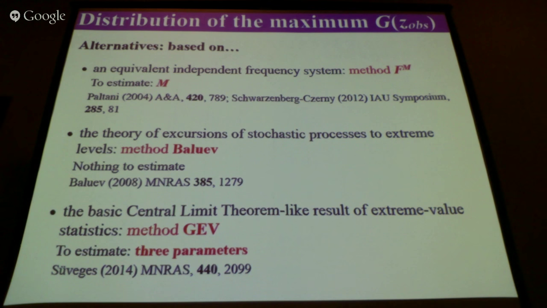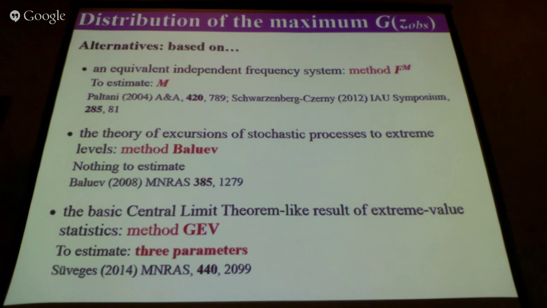At higher p values, that is, less significant signals, it is just an upper limit on the false alarm probability, but it gets a very good approximation at the interesting low false alarm probabilities. The formula I need to apply is just a question of implementation. And the third one considers the periodogram as a set of random variables with strong dependencies, which is true, and uses the basic central limit theorem-like results of extreme value statistics.